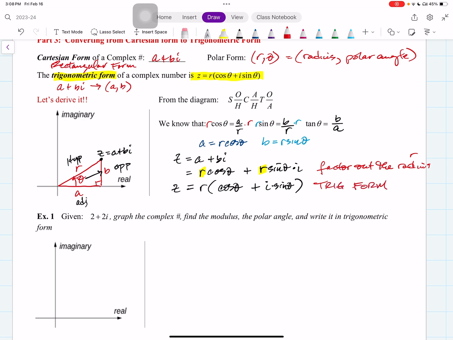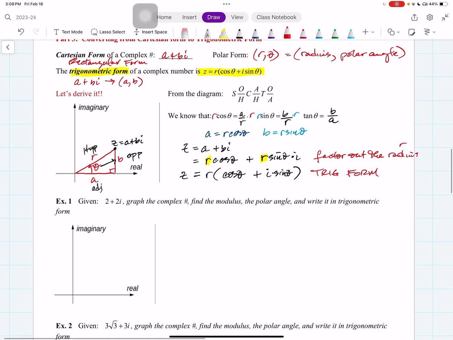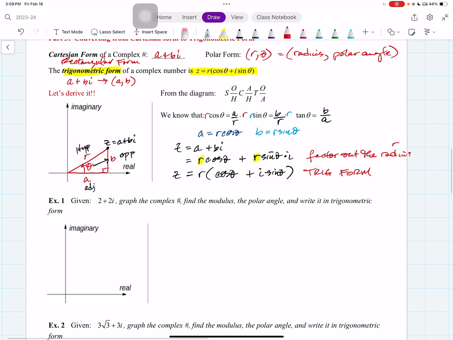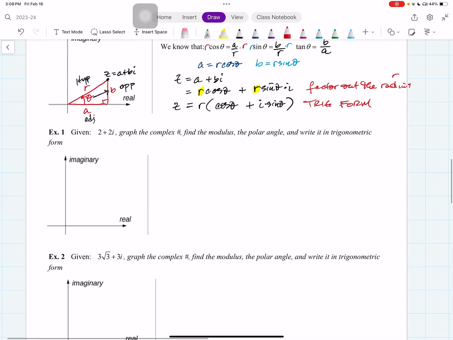So it is the way to go from Cartesian form of a complex number to trig form involving sine and cosine. And then, of course, polar form is just r comma theta. All right, so it's one thing going over that as definitions, right? So let's apply it here and see what happens.